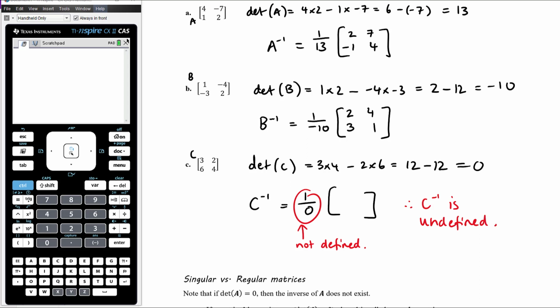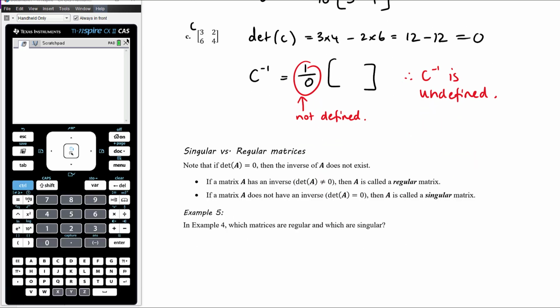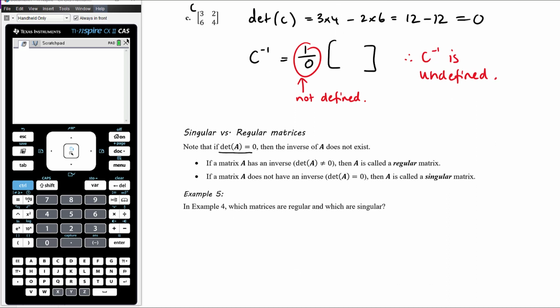So if the determinant of a matrix is 0, that matrix does not have an inverse. And we have a particular name for that. We call them singular matrices. So if the determinant of a matrix is equal to 0, then the inverse of that matrix does not exist. And if a matrix doesn't have an inverse, that is when the determinant is 0, it's called a singular matrix. If a matrix does have an inverse, that is its determinant is something other than 0, it's called a regular matrix. So a matrix without an inverse is a singular matrix.